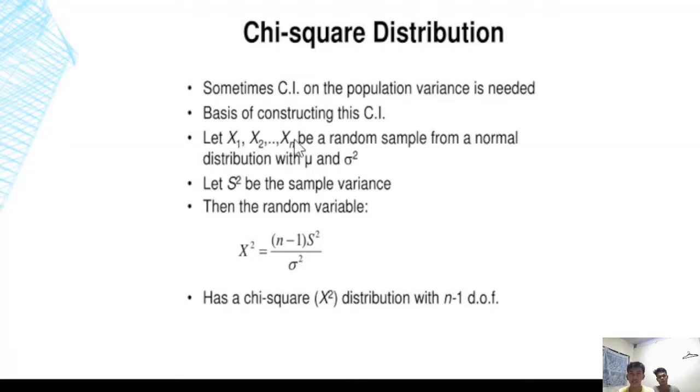Now, dito na tayo sa last subtopic ng chapter nito, chi-square distribution. Sometimes a confidence interval on the population variance is needed. The basis of constructing this confidence interval: let x sub 1, x sub 2, up to x sub n be a random sample from a normal distribution with mu and sigma square. Let s square be the sample variance. Then the random variable chi-square is equal to the quantity of n minus 1 times s square all over sigma square has a chi-square distribution with n minus 1 degrees of freedom.